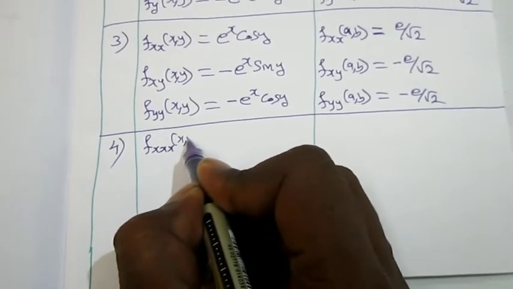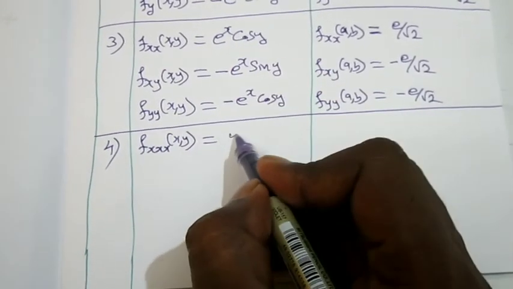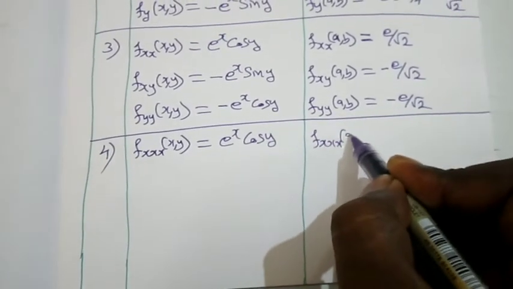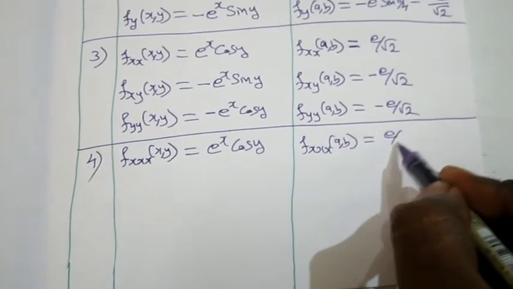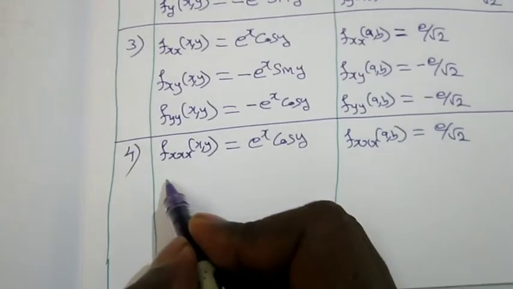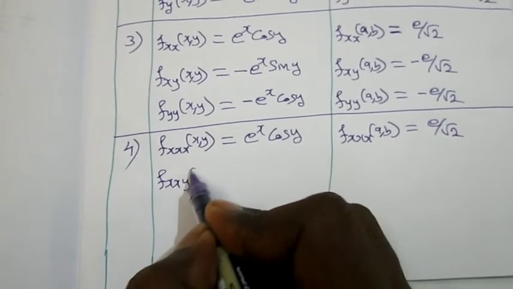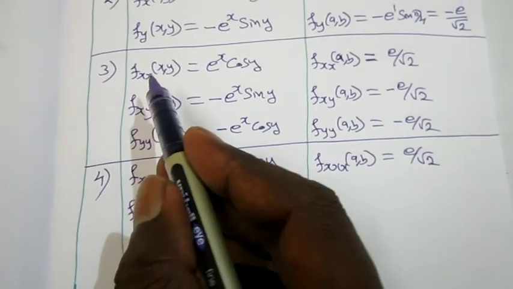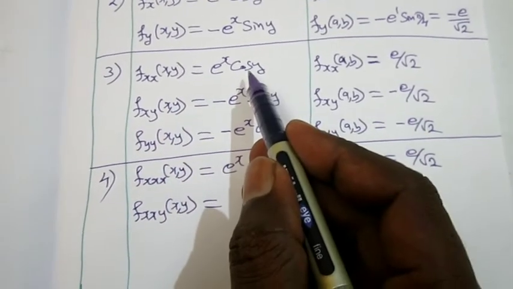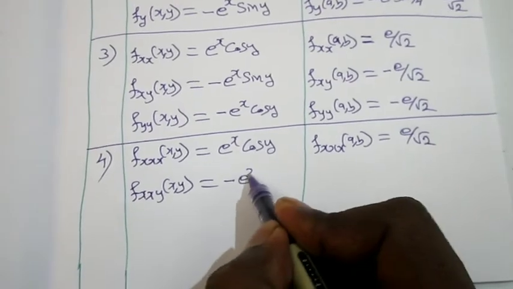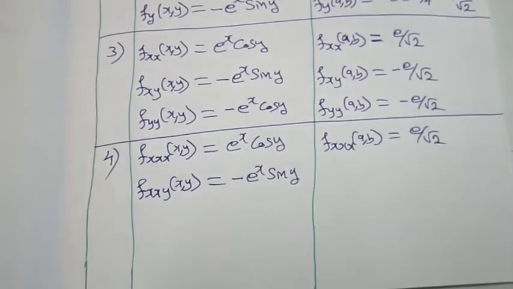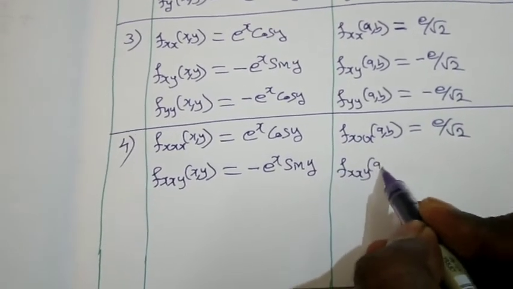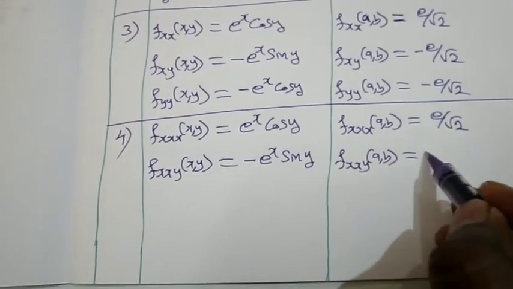fxxx of x comma y. It is again the same value, differentiating gives the same term. So fxxx of a comma b is the same, e by root 2. And next fxxy of x comma y. Already we found two derivatives with respect to x. Now I want to differentiate with respect to y. Cos y differentiated is minus sin y, so minus e power of x sin y. So fxxy of a comma b is minus e by root 2.